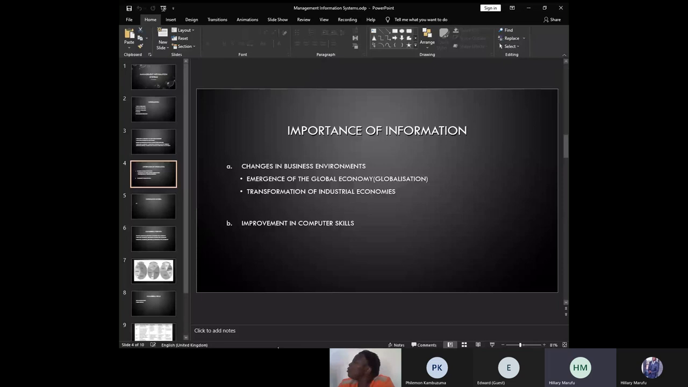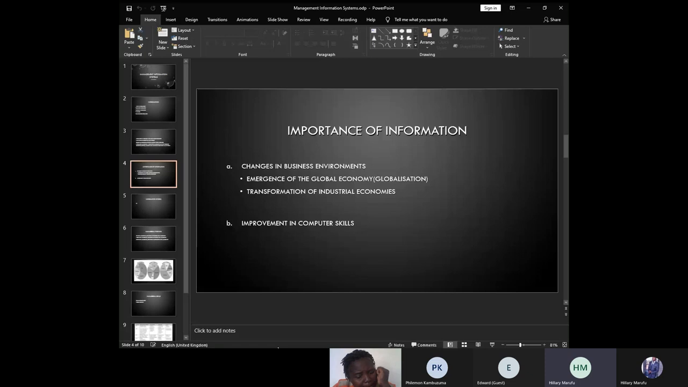So it's got a lot of advantages: you're not constrained to geographic location. So with the emergence of the global economy, you won't know what's, let me use the word, trending, if you don't have the information on that particular area.